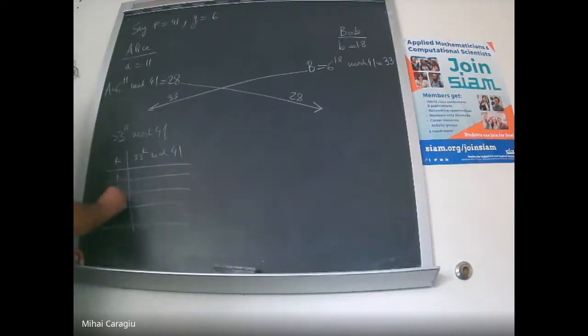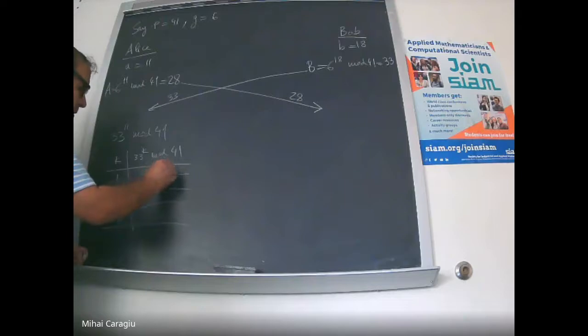1, 2, 4, 8. In the left column, every step of the algorithm is a doubling. In the right column, every step of the algorithm is a squaring modulo 41. So 33 to the power 1 is 33, which modulo 41 is minus 8. Right? In the second row, we get 64.